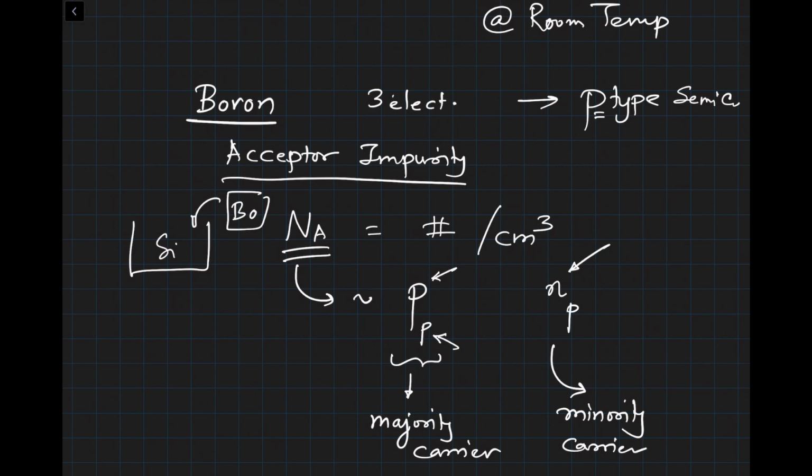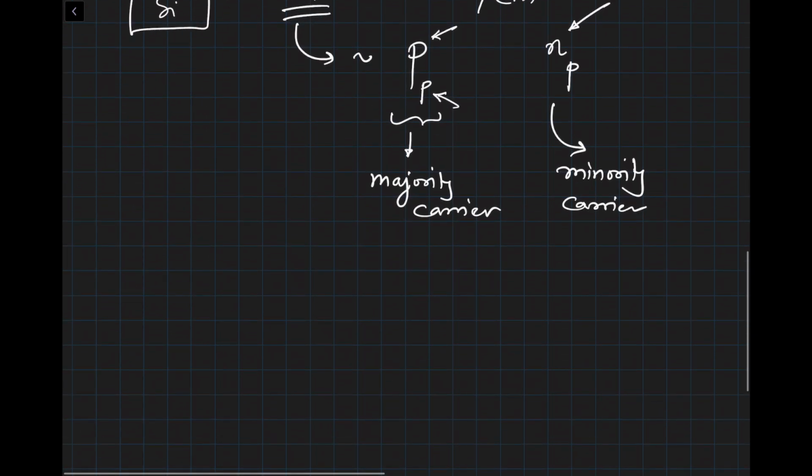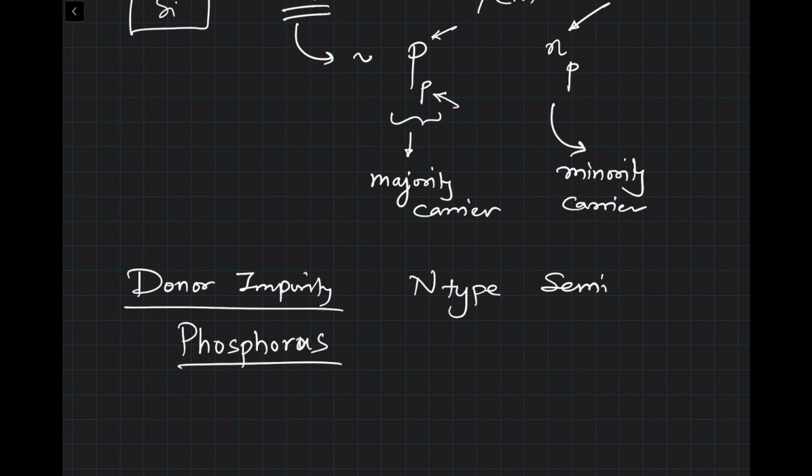Similarly, we can talk about donor impurity, and that would form an N-type semiconductor. In the donor case, we would add phosphorus. Phosphorus has 5 electrons in its outer shell, so we have 1 extra electron.